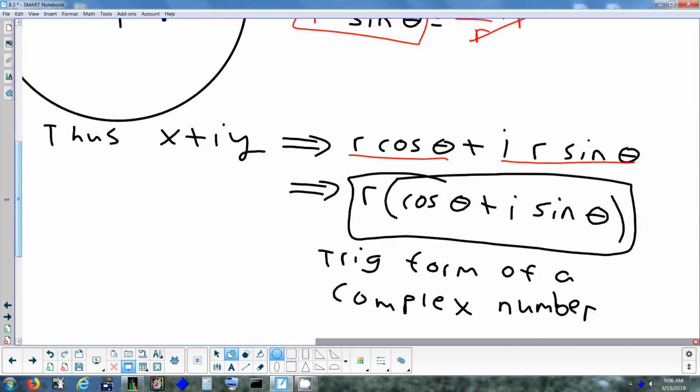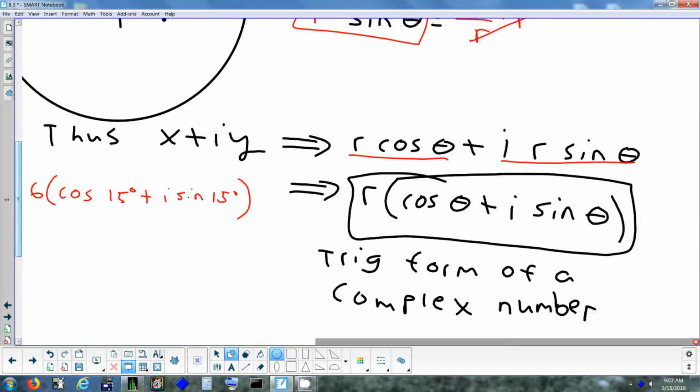So, if you're wondering what a final answer would look like in trig form, you'd have a value for r, which you need to find. Let's pretend r was 6. And you'd have a value for theta, which you also need to find. Let's pretend it's 15. That is what a final answer would look like if you write a complex number in trig form.